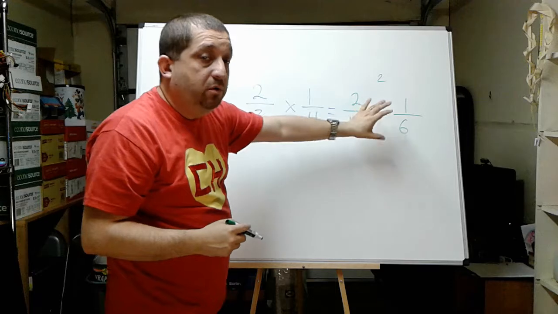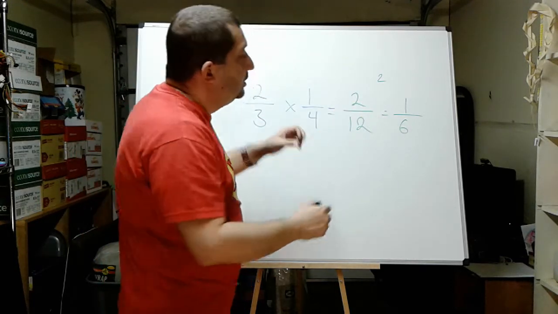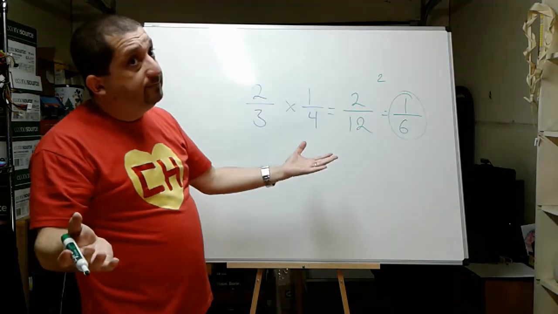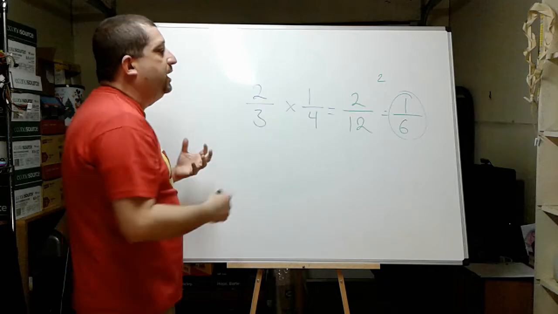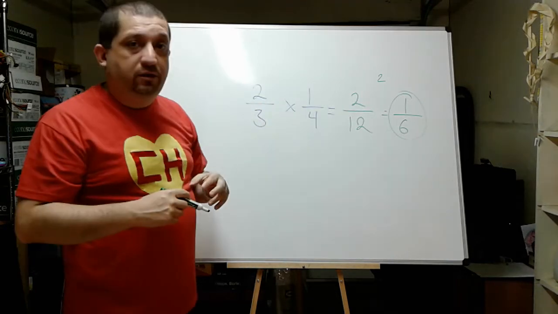Can I reduce this anymore? No. Can I turn this into a mixed fraction or a mixed number? No, I cannot. So this, my friends, is my final answer, and this is it. To solve multiplication with fractions, all we have to do is just multiply straight through.